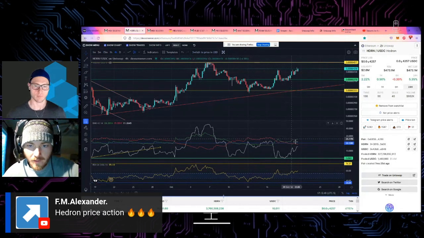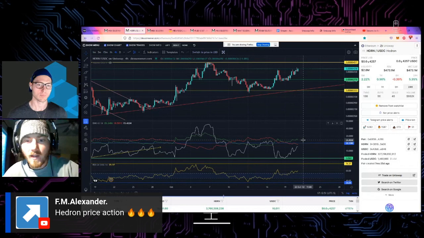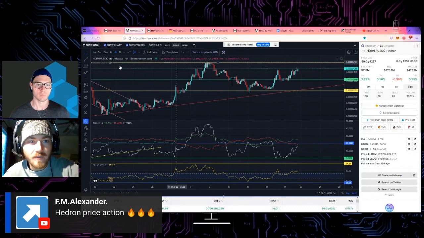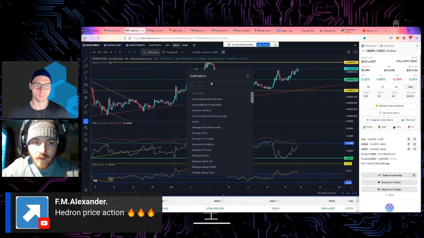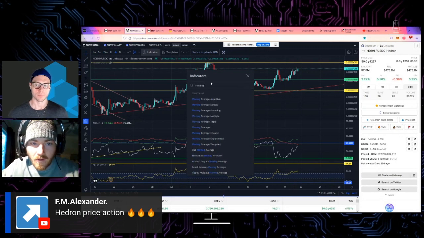That would be the most bullish. Anyway, the green line is above the red line right now on the 4 hour, and that's good because we're actually bouncing off some key moving averages. Let's see if I can pull some of the moving averages up here. Moving average triple.